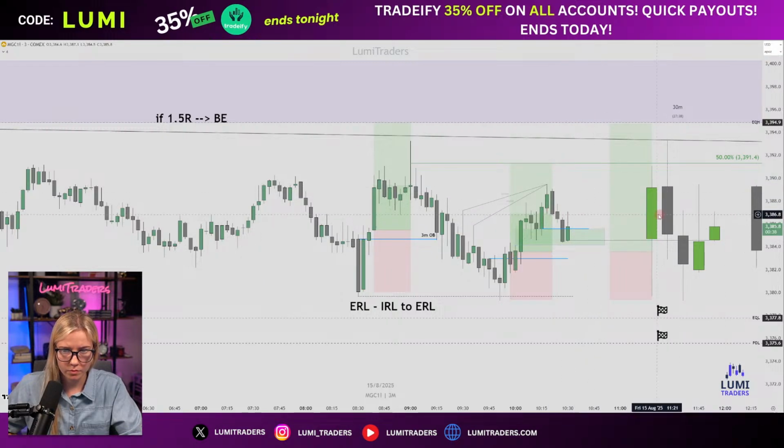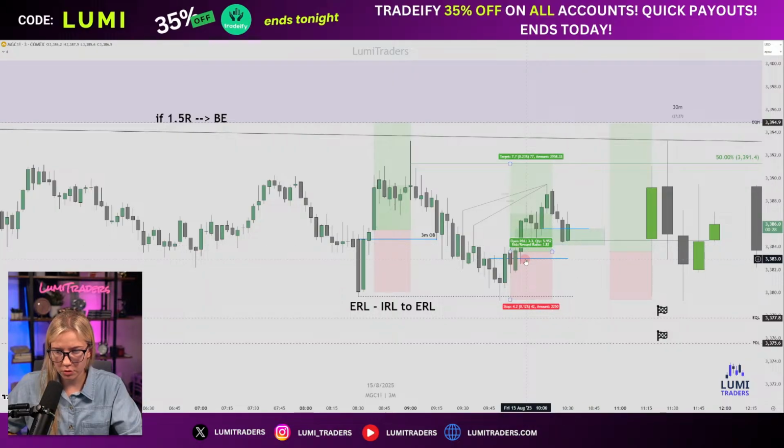Hmm. Tricky spot right now. Cannot short this move, obviously. We don't have a smart money reversal to confirm this move down yet. I need to have inversion over here.